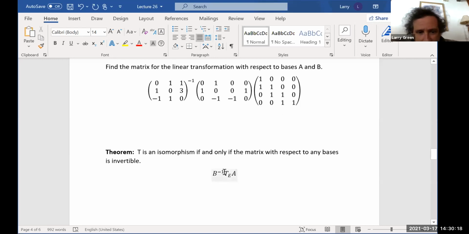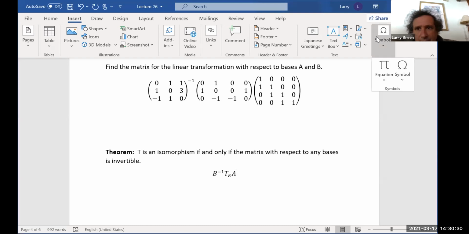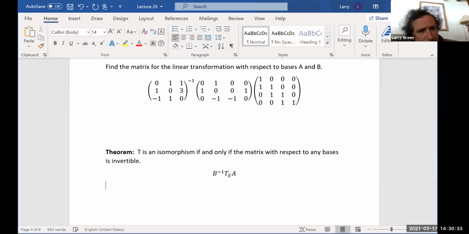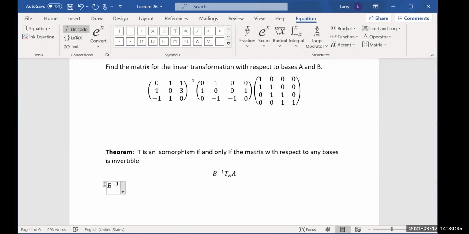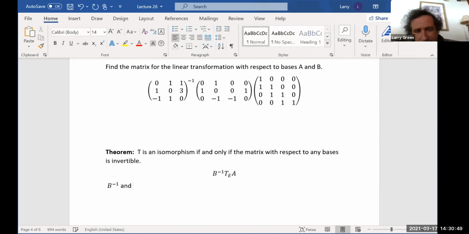But we always know that B inverse is invertible and A is invertible. Why do we know that? Why do we know B inverse and A are invertible? Because they are the basis for the vector space. So B inverse and A are invertible, since they are change of basis matrices. We've talked about that. Whenever you have a basis, the change of basis matrix is always invertible.